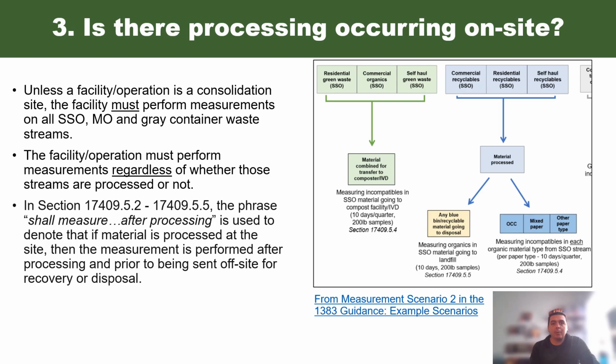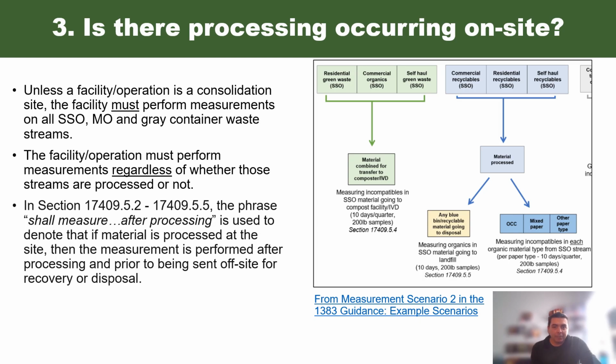So for this next question that we want to ask, is there any processing occurring on site? And obviously with the previous question, if there is processing occurring on site, they're not a consolidation site. But during implementation, for those facilities that weren't consolidation sites, we received a lot of questions: for any material that's not processed in that facility, does it still have to be measured? And the answer is yes. So any material in these facilities, regardless of if it's processed or not, if they're not a consolidation site, then they will still be required to measure that material, assuming it's from a mixed waste or source separated collection stream or a gray container stream.